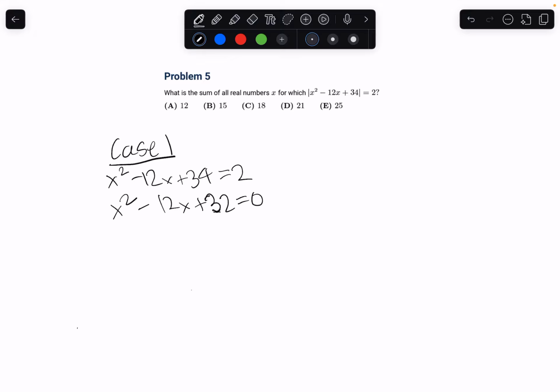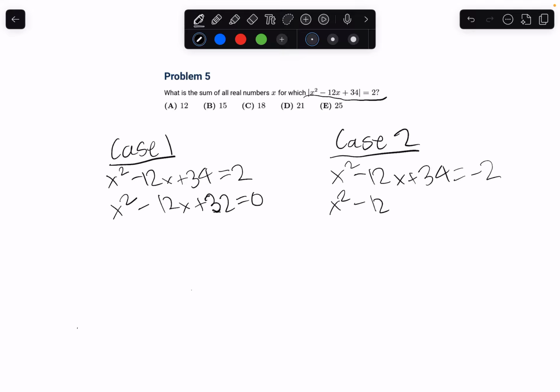Now before we move on, let's get our second equation from our second case. So we have case 2, and in case 2, we have that x squared minus 12x plus 34 is equal to negative 2. This is still valid because it's inside the absolute value, which means negative 2 will be turned into 2. Simplifying, we have x squared minus 12x plus 36 is equal to 0.